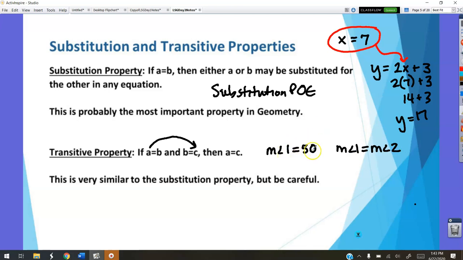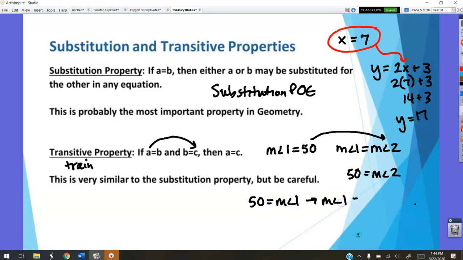That means I could kind of chain these all together. So if 50 is angle 1 and angle 1 is angle 2, we can go from 50 all the way to 2. So 50 equals the measure of angle 2. So it's kind of like you're chaining a bunch of stuff together, right? I always say transitive property, we start with 2, and then we hook them together, almost like a train. So in this first one, I have 50 equals measure of angle 1, and then measure of angle 1 equals measure of angle 2, and so I can go all the way from the beginning to the end. That's transitive.